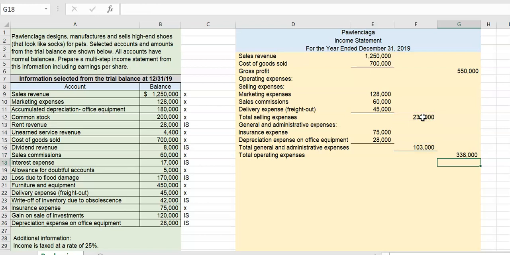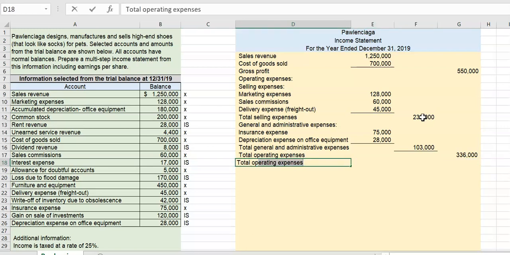Okay, so we have gross profit of $550,000, total operating expenses of $336,000. The next subtotal I want to report is total operating income. This is sometimes called income from operations. And especially in the field of finance or in the news, you might hear the term EBIT, or earnings before interest and taxes. I don't think I've ever seen earnings before interest and taxes written here in a company's SEC 10K, but oftentimes we talk about operating income in the term earnings before interest and taxes.